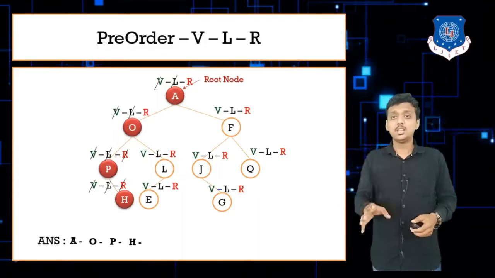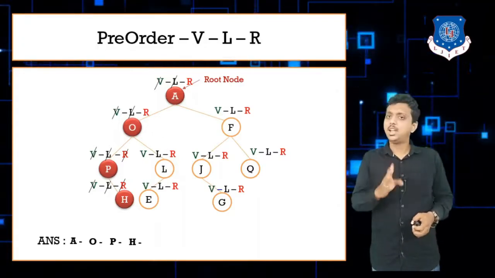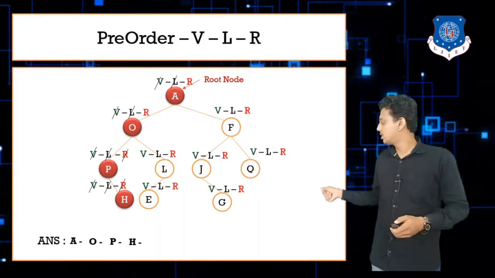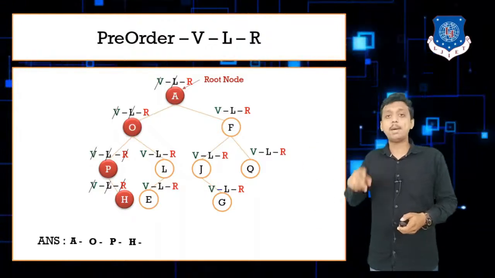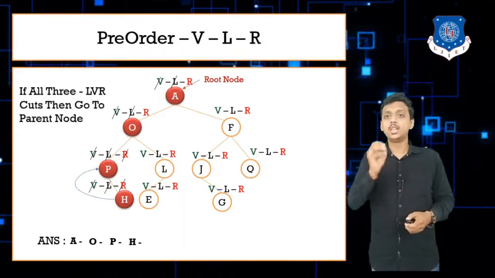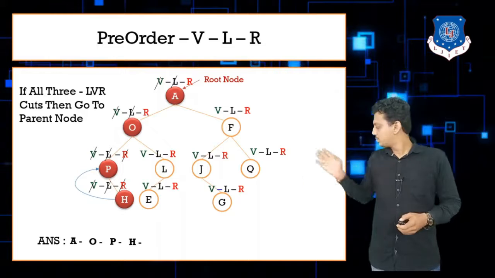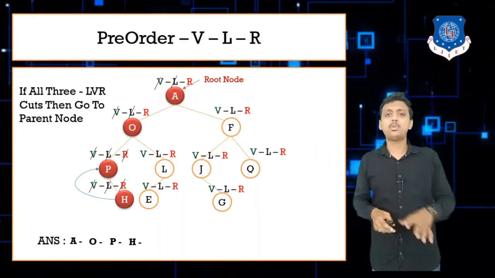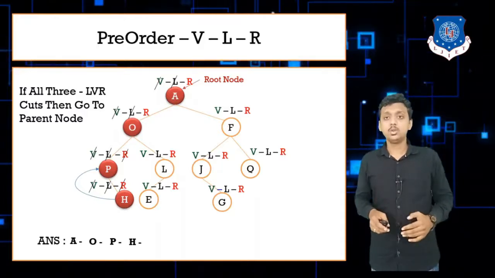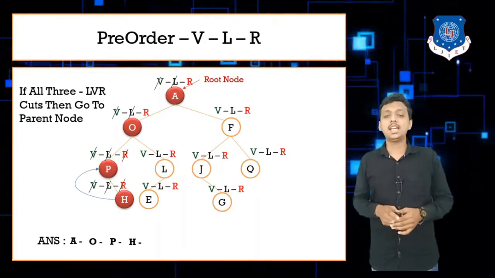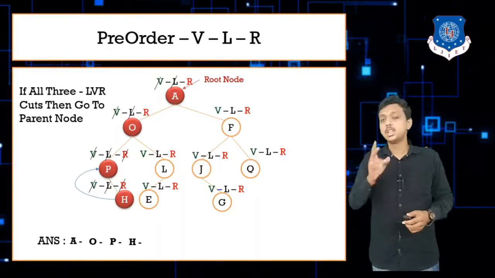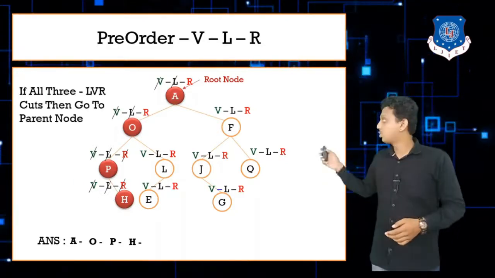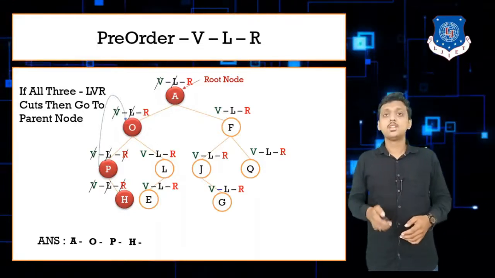Now tell me, here V, L and R, all three operations are successfully done. So what you need to do is get back to the parent node. Our parent node is P. So we get back to P. Now tell me, is there any operation remaining to be performed on node P? Yes or no? No. That means V, L and R are all done. So we need to get back to the parent node of P, that is O. So we are moving from P to O. Okay, so here it is.